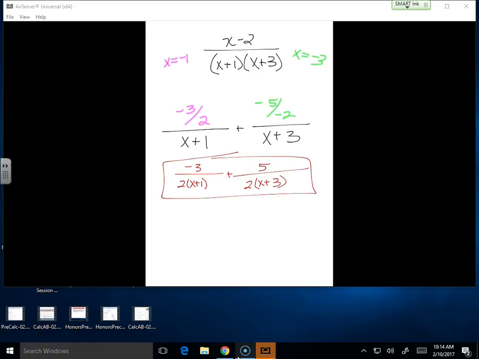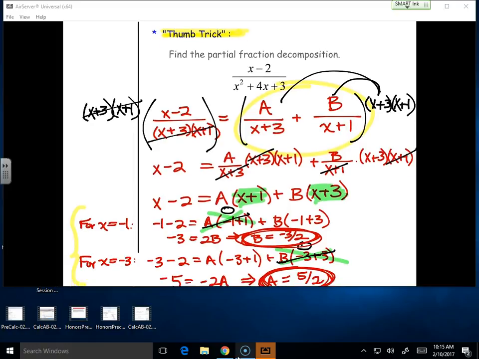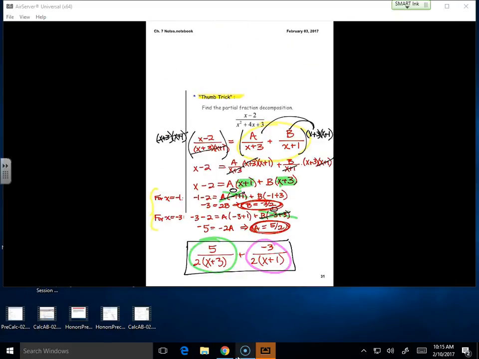When we first did it, it was 5 and then -3. Does the order matter? Double check the denominators. I just happened to write them in a different order on the page before, see? But the correct numbers went with the correct factors. This one was the purple one with the x plus 1. This one was the green one. So remember, addition is commutative. I just happened to do a different order of the factors. Does that make sense? Good question.